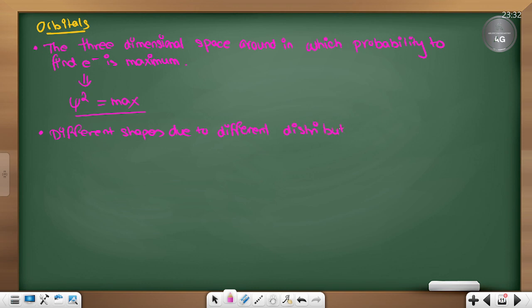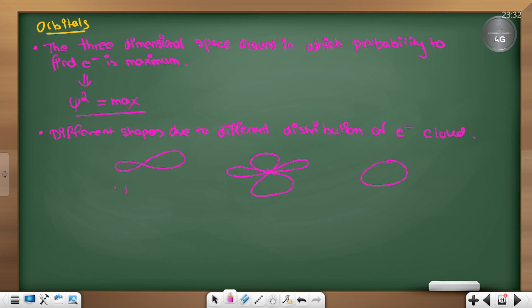Electron cloud is differently distributed. Distribution of electron cloud. Okay, the shape can be this shape, double dumbbell. The shape can be a sphere. The shape can be a complex shape, this is orbital.